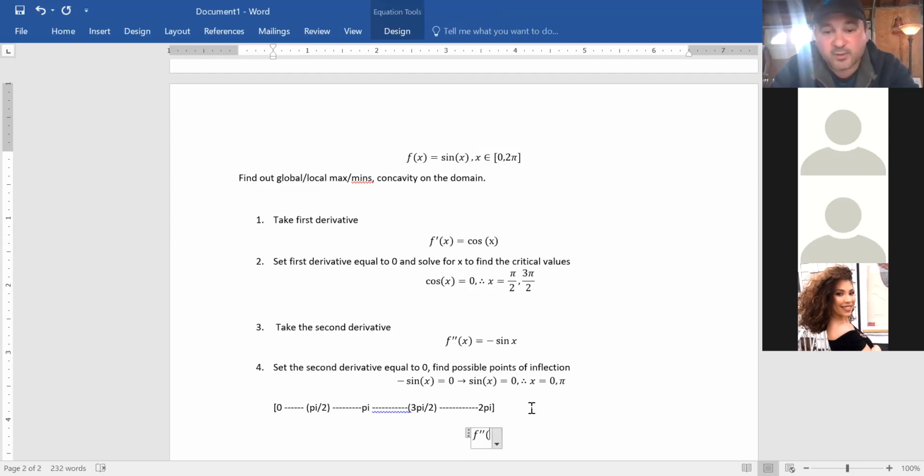All right, so pi over 2. We want to see what their signs are. When I plug pi over 2 into f double prime, which is sine of x, normal sine of pi over 2 is +1. But this is negative, not sine of x, so it would be -1.